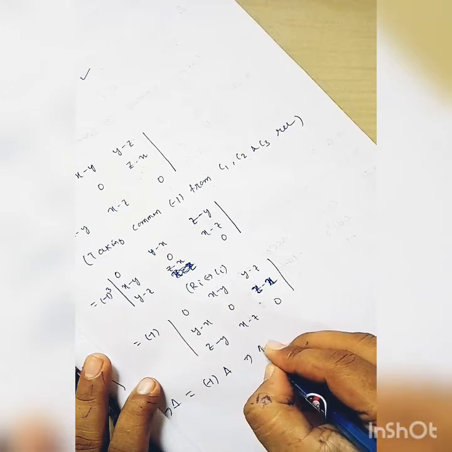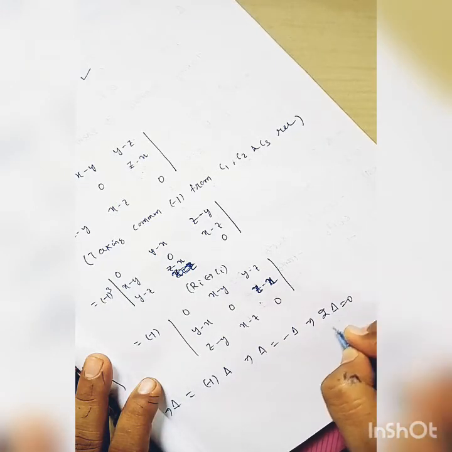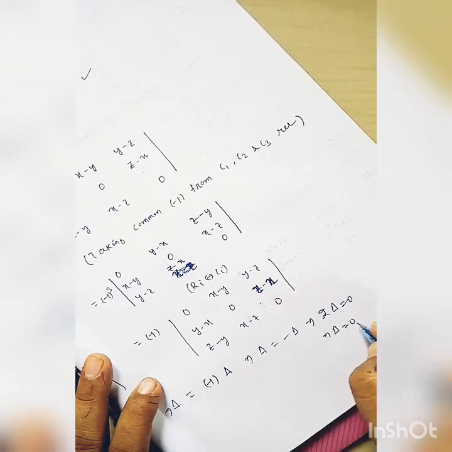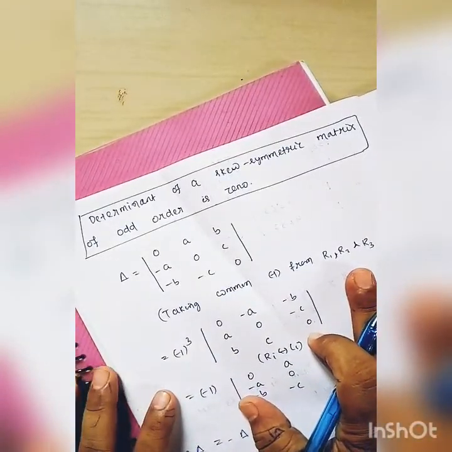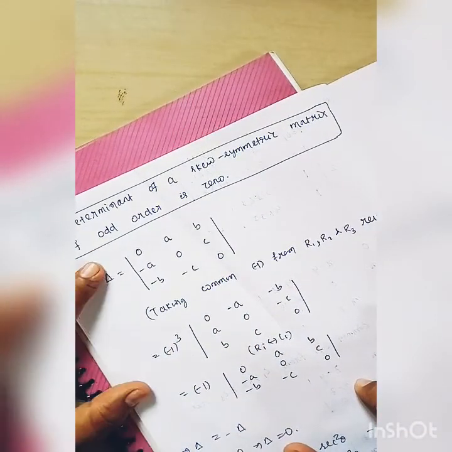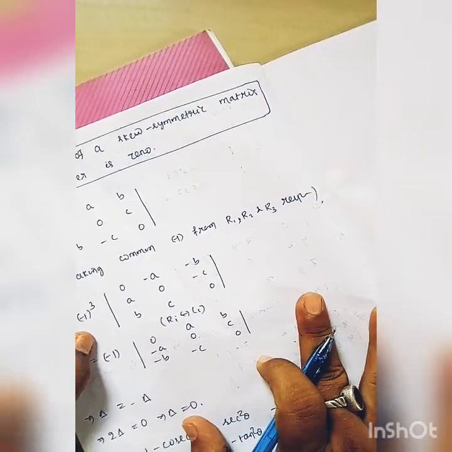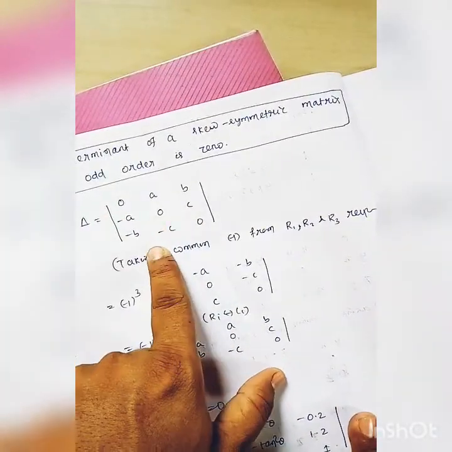implies delta equal to minus delta. So 2 delta equal to 0, implies delta equal to 0. So determinant of a skew symmetric matrix of odd order is 0. That is, if this is a skew symmetric matrix, determinant of a skew symmetric matrix.